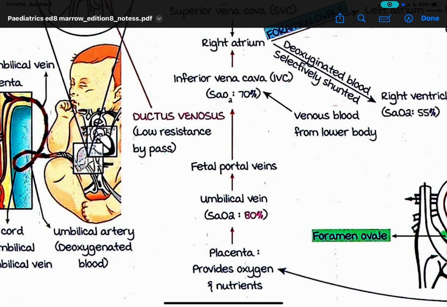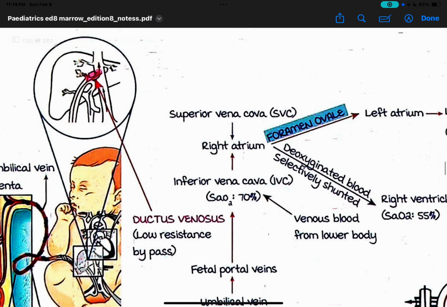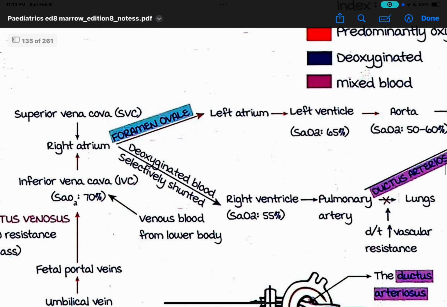Ductus venosus is a low resistance bypass. The placenta provides oxygen and nutrition to the umbilical vein, where partial pressure of oxygen is 80%. Fetal portal veins, inferior vena cava, partial pressure of oxygen is 70%. Right atrium, superior vena cava.